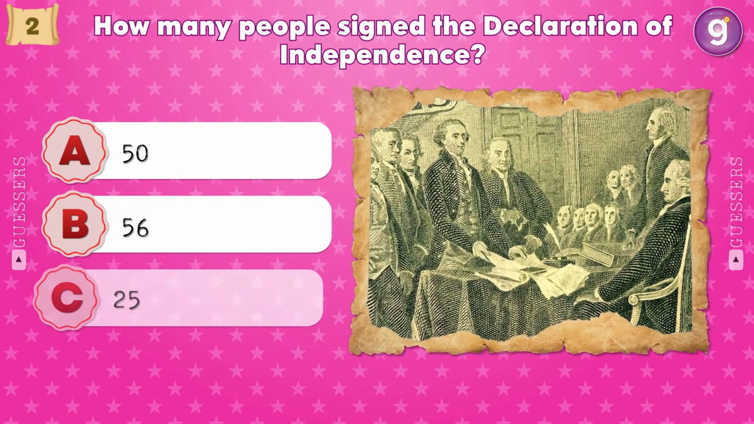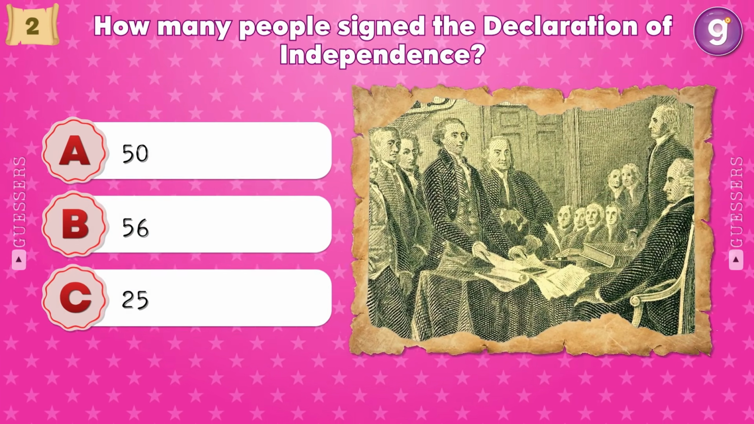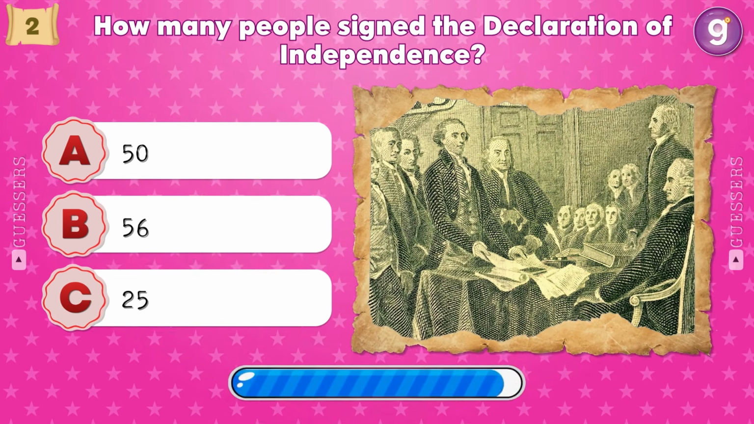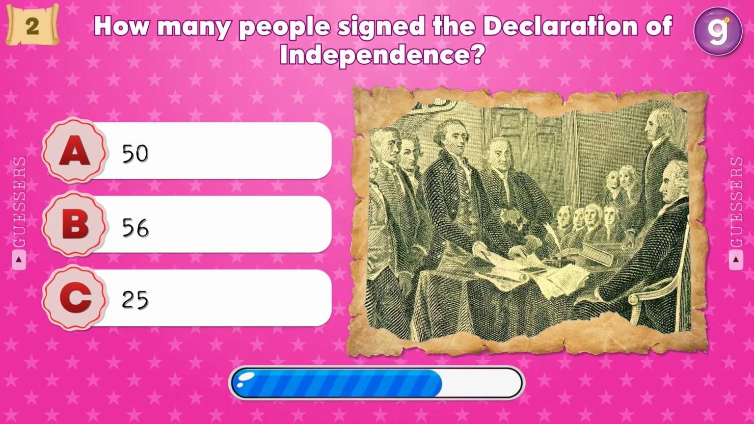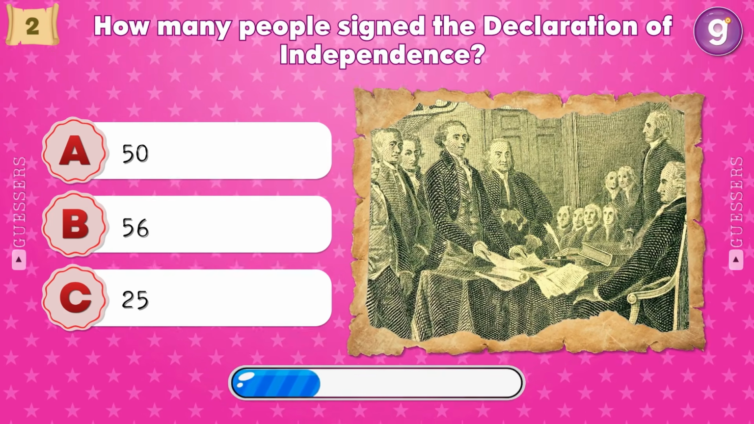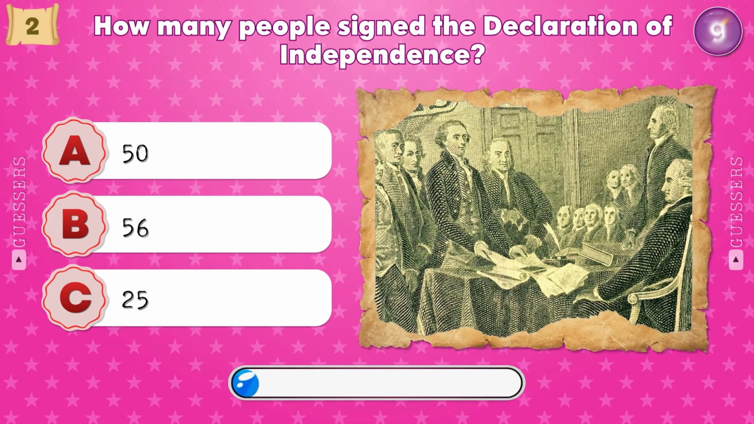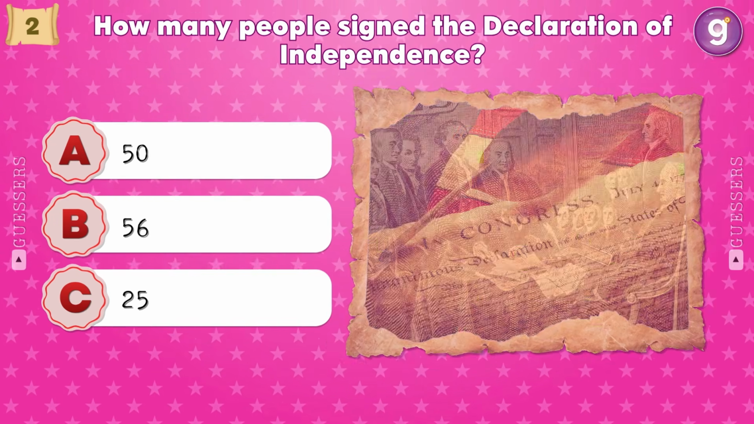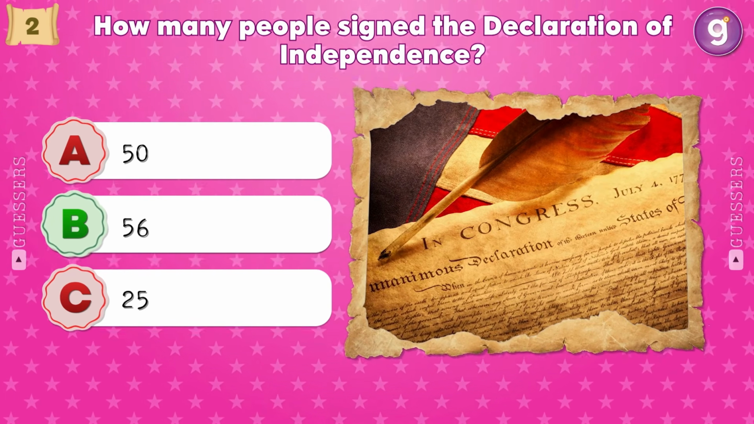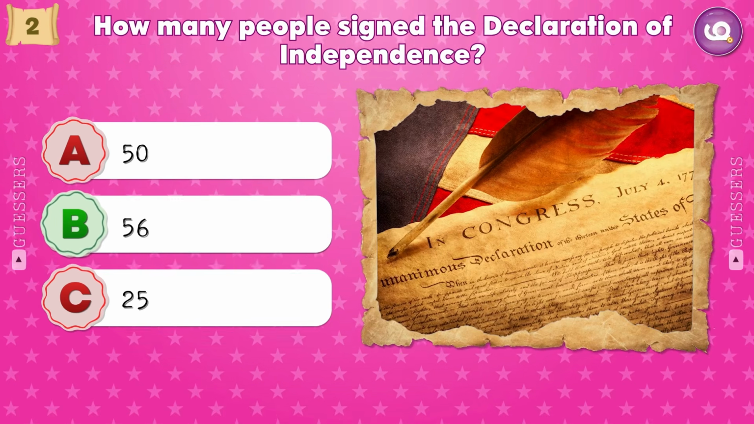How many people signed the Declaration of Independence? 50, 56, or 25? 56 delegates signed the Declaration of Independence, representing the 13 colonies.